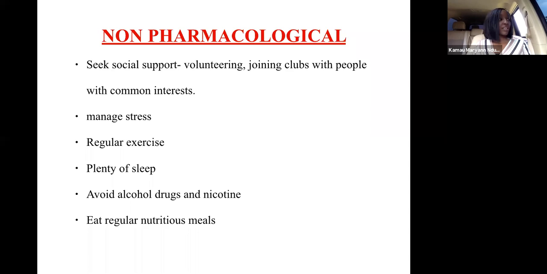Another thing is to have plenty of sleep. For these antipsychotic drugs, one of the side effects in most of them is sedation or drowsiness. So we encourage these people to have plenty of sleep, between 7 to 9 hours. We also tell them to avoid alcohol, drugs, and things containing nicotine, like tea and cigarettes. And we also encourage them to take nutritious meals.